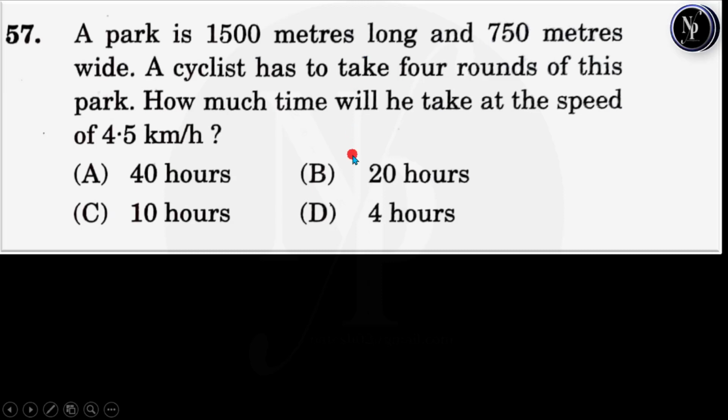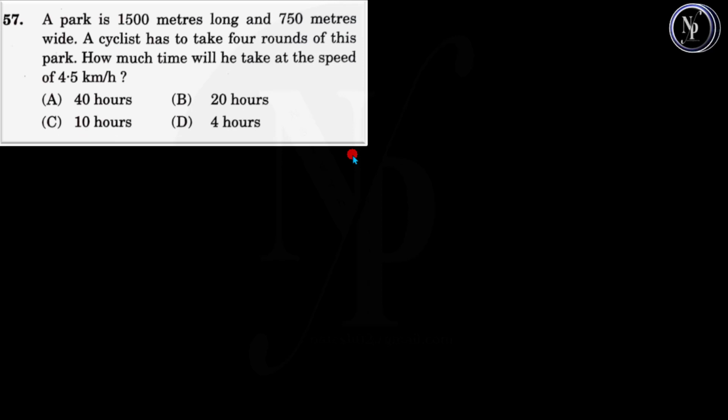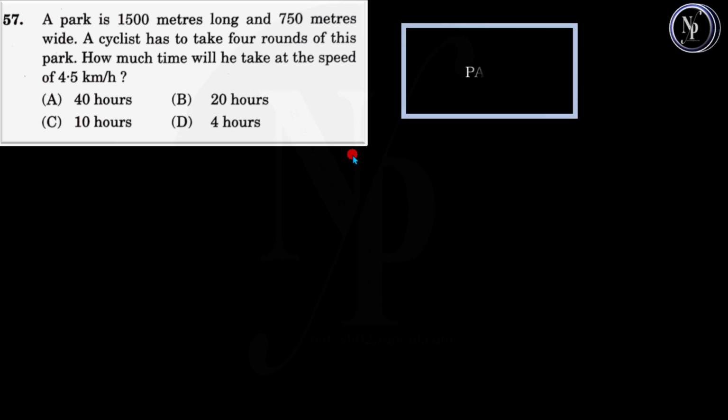So for that, let us represent the park with a figure. Now let this rectangle represent a park whose length is 1500 meters and width or breadth is 750 meters.